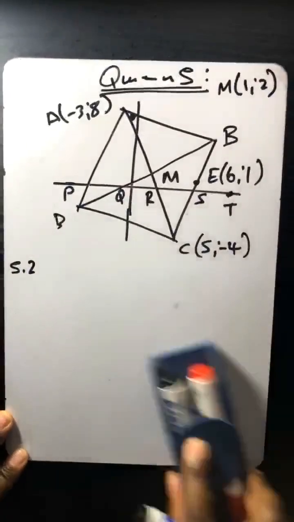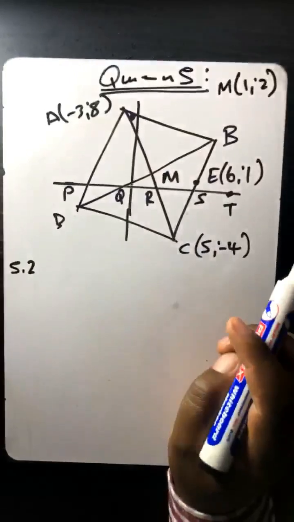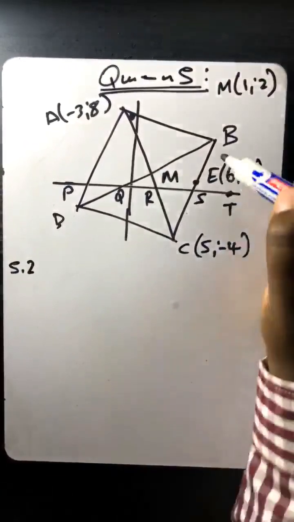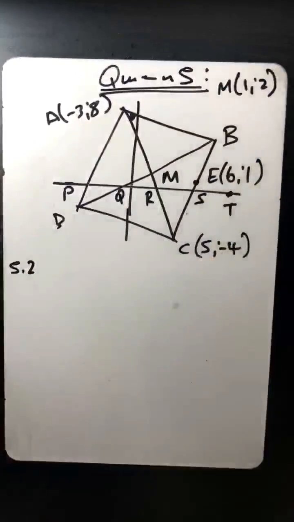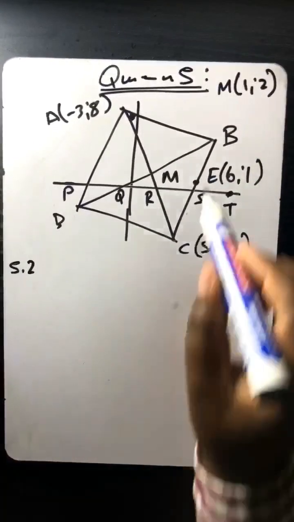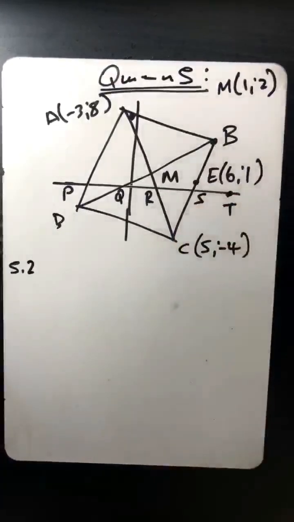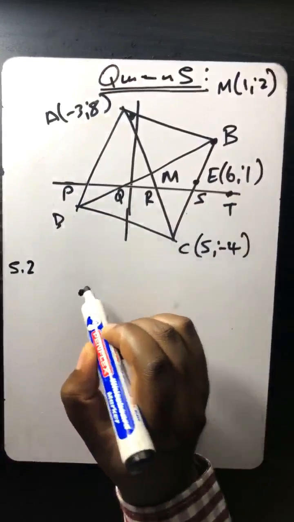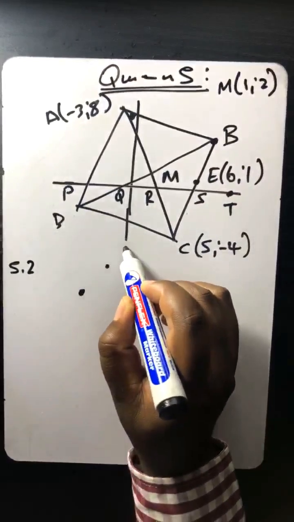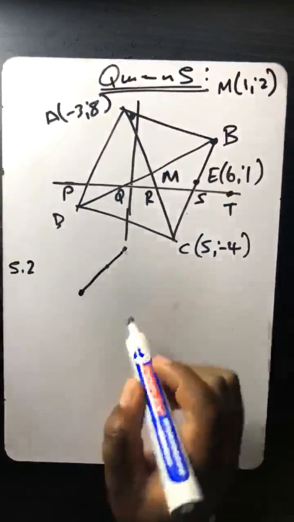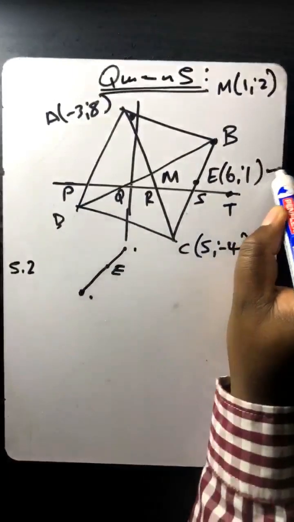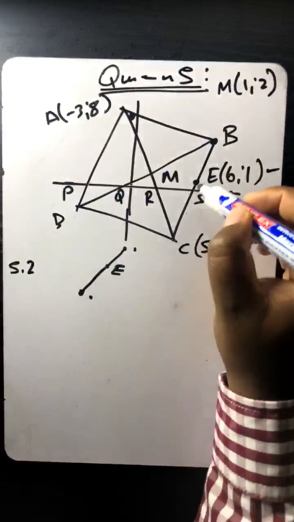Only 2 marks. So calculate the gradient of BC. Where is B? Where is C? There's B there. Oh, no, I withdraw that. It's not complicated. Remember, points C, E, and B are collinear. How do I know? Because they said point E lies on BC. So I can use this and that to calculate the gradient of that line.